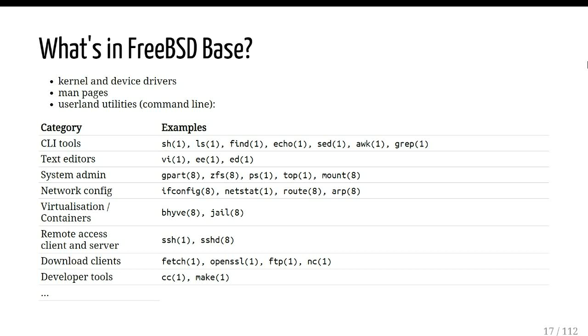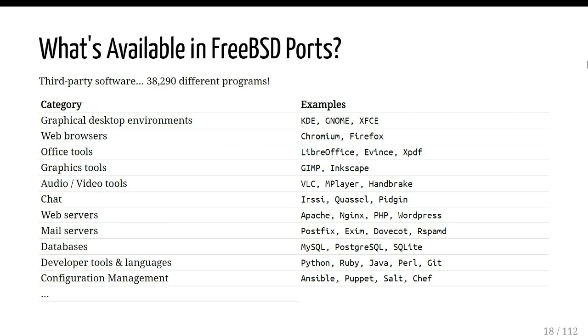You have some virtualization and container tools like bhyve and Jails. Even OpenSSH is built in, both the client and the server. You can fetch things. OpenSSL is built in. There's a bunch of developer tools, cc, make. So there's a huge amount of stuff you can do with a base FreeBSD install. So what do we need ports for? Well, in ports, you'll find, and the number is now 38,290 different programs, so it's growing pretty rapidly.